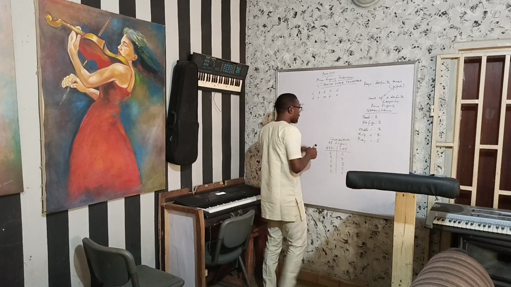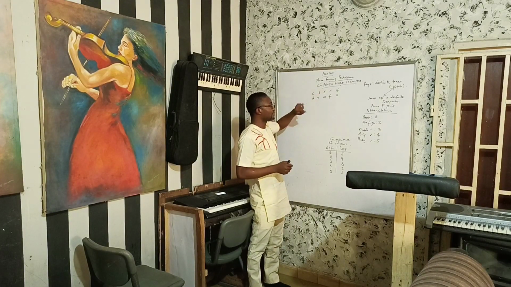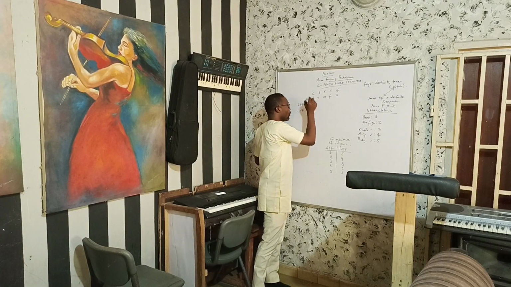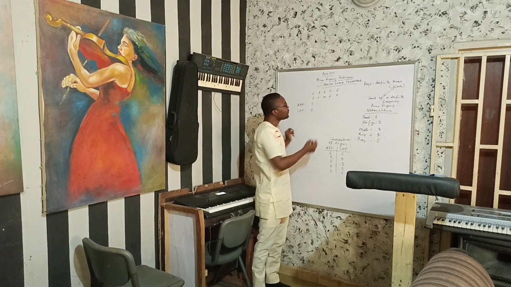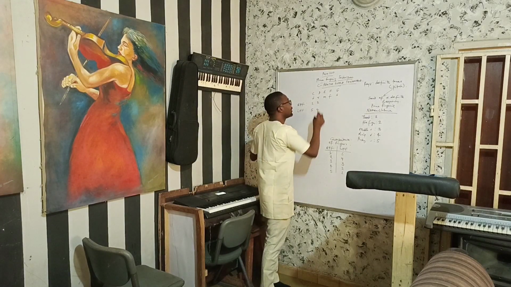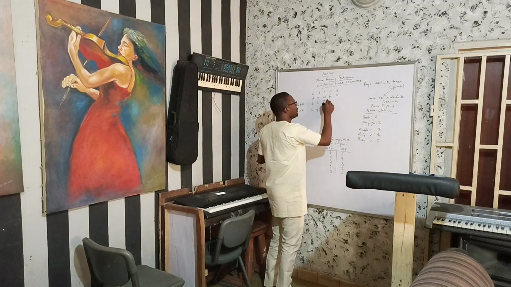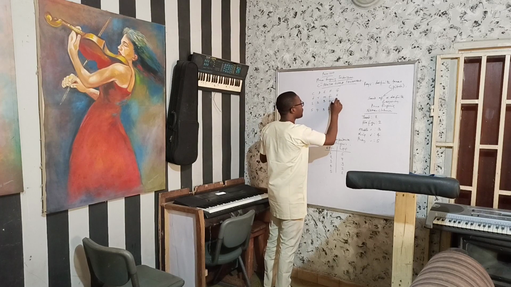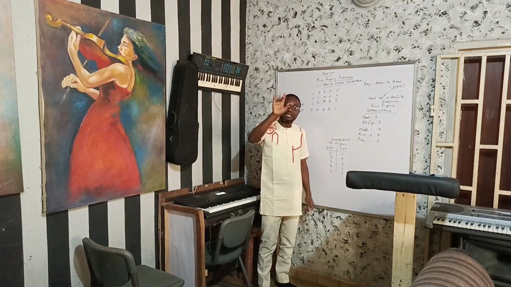Now, for this particular approach, considering the pentascale in the key of C, C would take finger number 1 on the right, which is equivalent to 5 on the left. D will take finger number 2, which means 4 on the left. E will take finger number 3 on the right, which means 3 on the left. F will take finger number 4 on the right, which means 2 on the left. And G will take finger number 5 on the right, which means 1 on the left. So C, D, E, F, G.